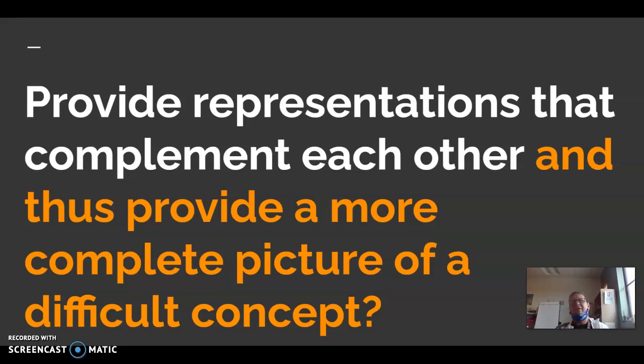You want to provide representations in your visualization that complement each other. In other words, they should flow really well and they should complement each other. They need to make sense for the learner. And if you do that, they will provide a more complete picture of a difficult concept. And that's what you want. You want that difficult concept made easier for the learner.